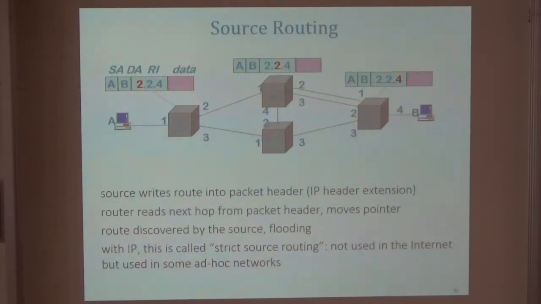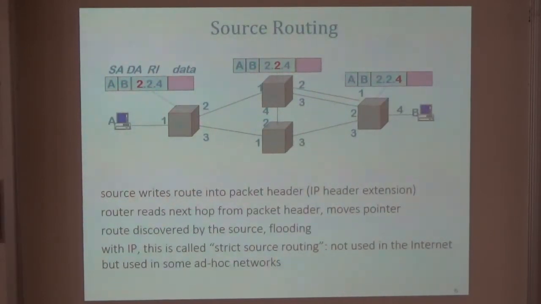So you see that the main virtue of this is that the router's job is very easy. In fact, the routers are completely dumb. They don't even need to know anything about the topology. But this leaves aside the problem of how the sources discover the routes. This is typically done by flooding mechanisms.